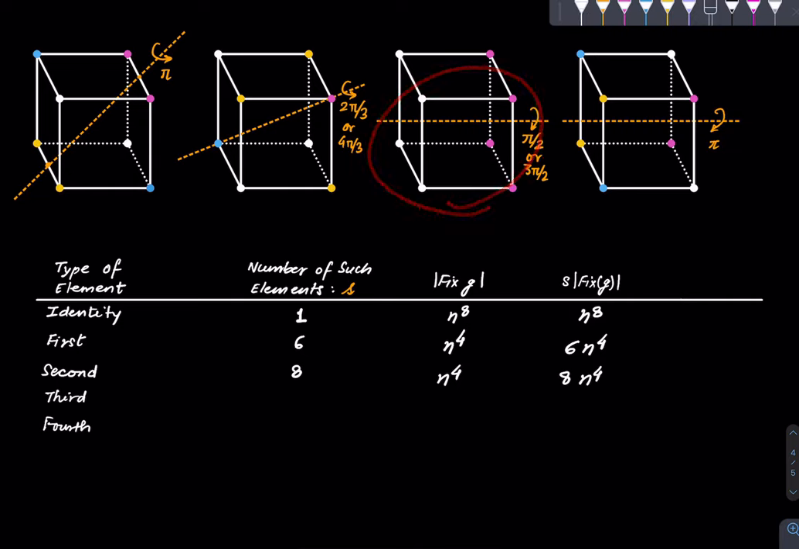The third kind is those rotations where you consider an axis which passes through the midpoints of two opposite faces, and you're rotating either by 90 degrees or 270 degrees.